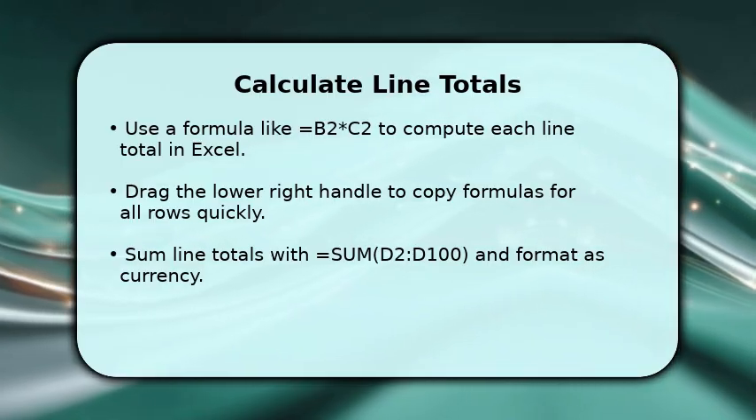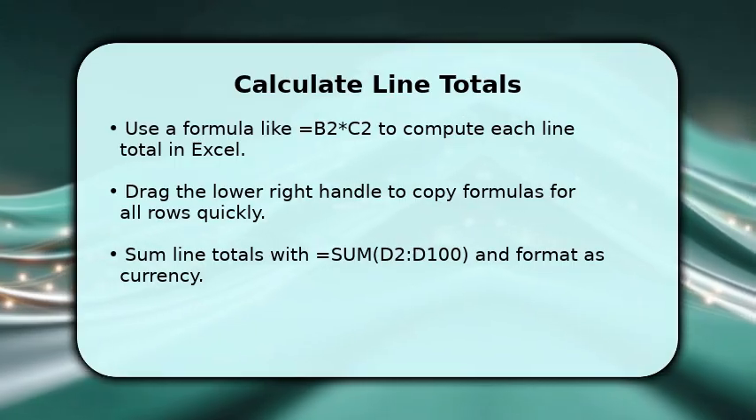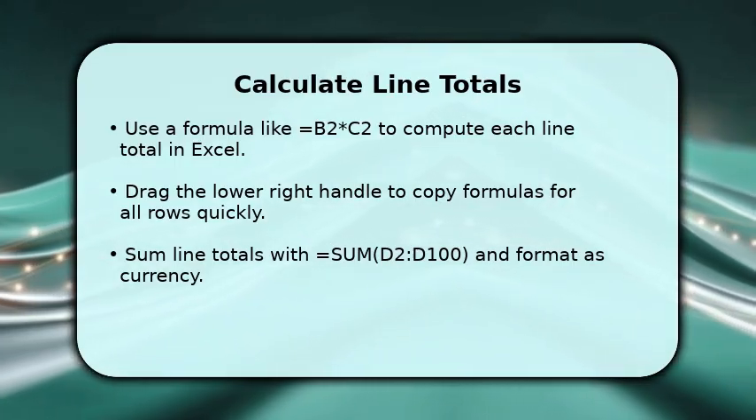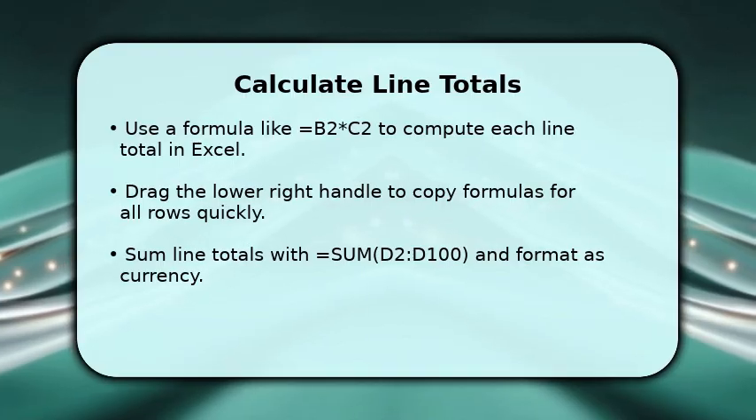At the bottom of the total column, add equals SUM D2 D100 to calculate a running subtotal. Format that cell as currency, so values show with a $ sign.